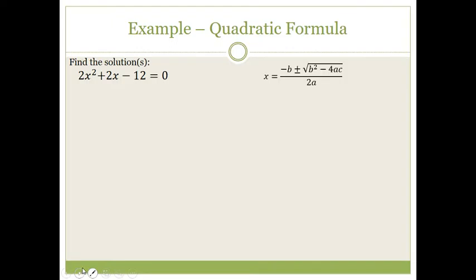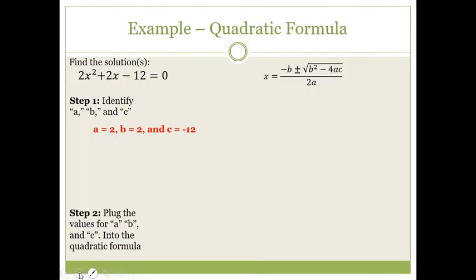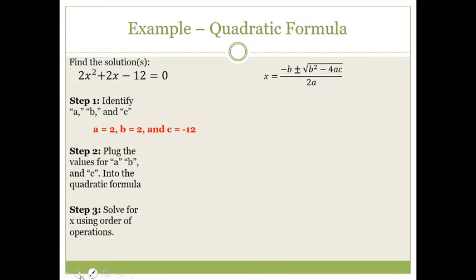All right, so let's solve this quadratic using the quadratic formula. We have that 2x squared plus 2x minus 12 equals 0. I'm going to check to see that this is in standard form. And yes, it is in standard form. I have a quadratic that is equal to 0. All right, so let's find out what a, b, and c are. We can see that a is equal to 2. b in this case is also equal to 2, and c is equal to negative 12. We're going to plug those into the quadratic formula, and then we're going to solve.